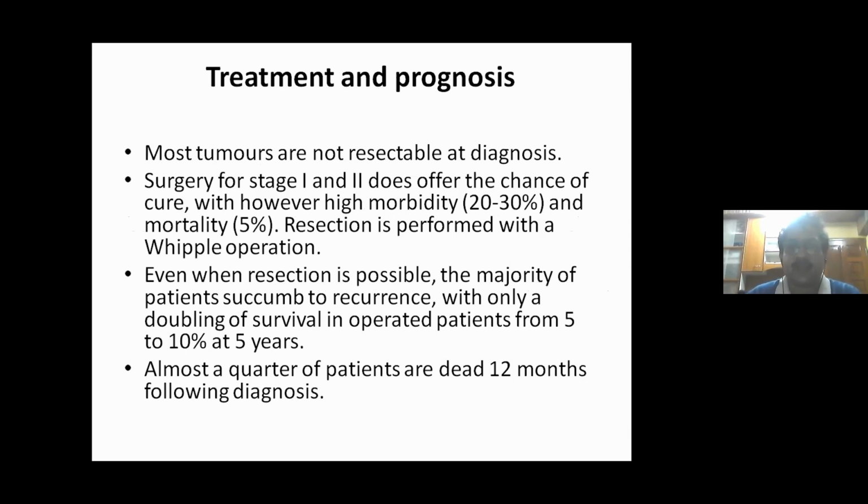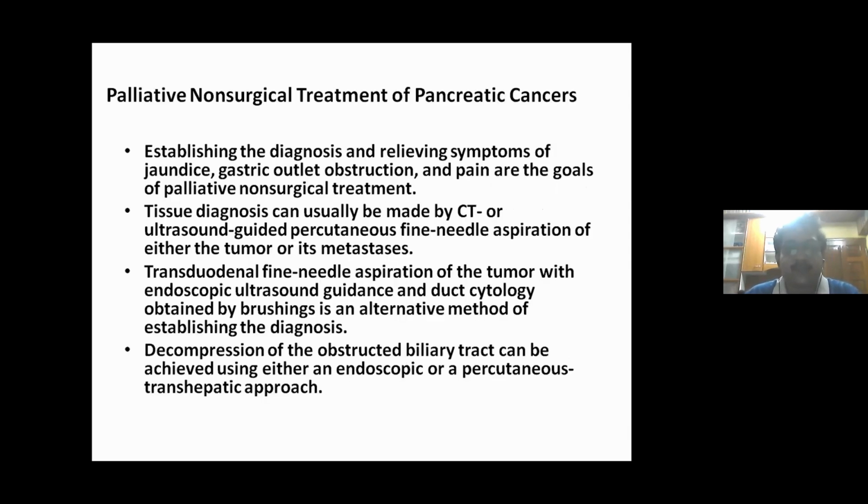Most tumors are not resectable at diagnosis. Surgery for stage 1 and 2 does offer the chance of cure, with, however, high morbidity and mortality. Resection is performed with a Whipple's operation. Even when resection is possible, the majority of patients succumb to recurrence, with only a doubling of survival in the operated patients from 5 to 10% at 5 years. Almost a quarter of patients are dead 12 months following diagnosis.